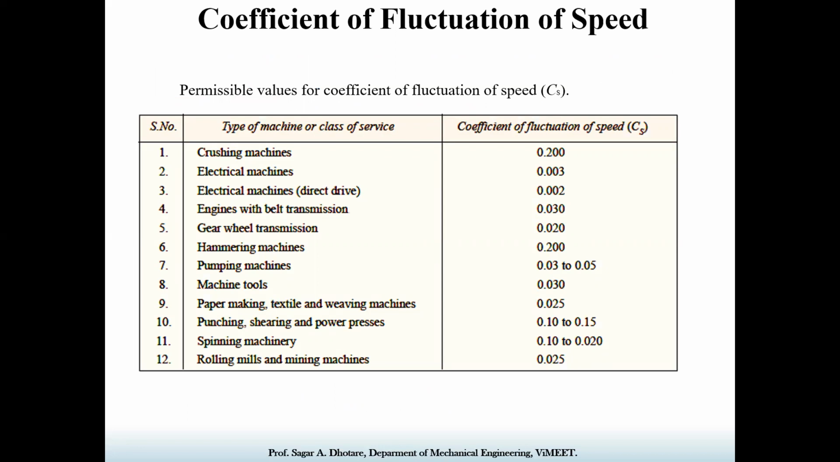When we go with electrical machines, the variation is very minor. And when we go with heavy mechanical machines, such as crushers, here the fluctuation is near about 20%. Even for hammering machines, it is also near about 20%. So based on the application, the fluctuation of the speed gets varied.